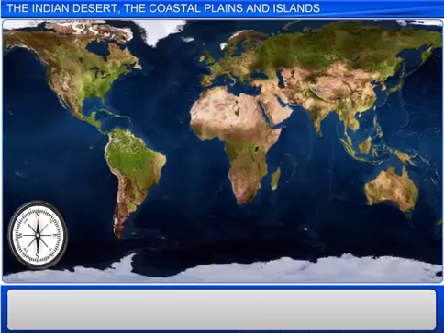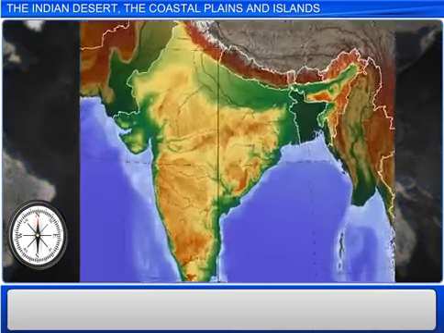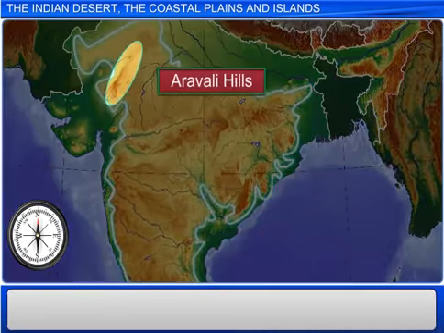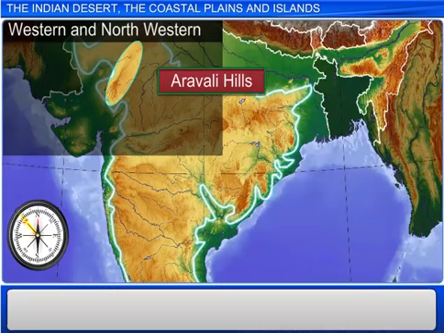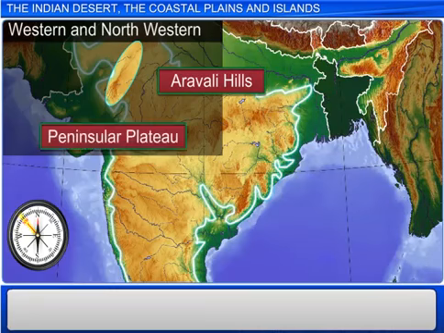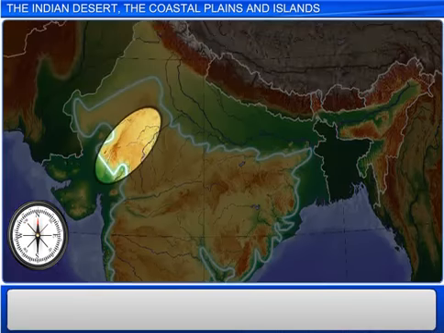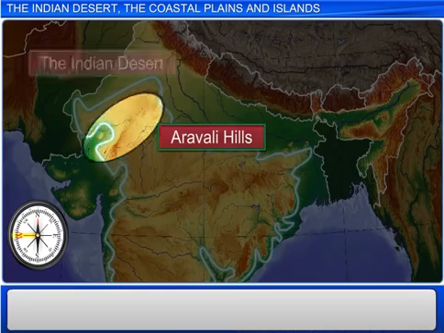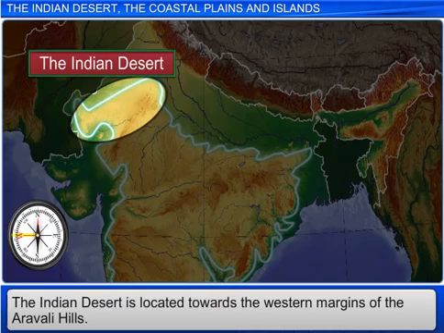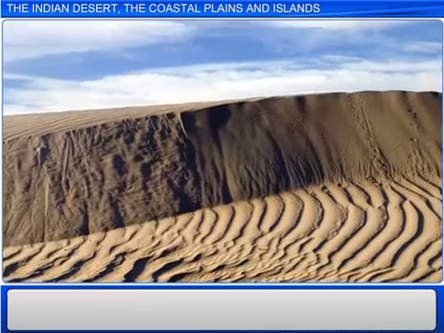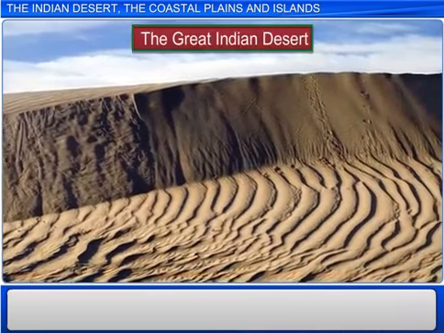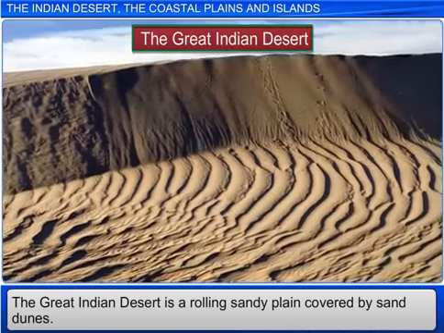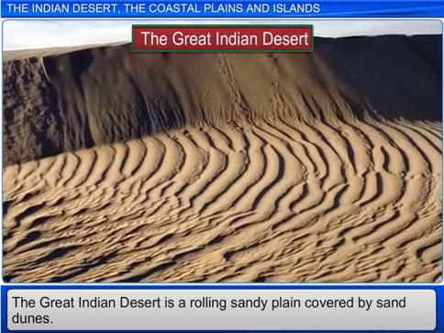As you may remember from the previous module, the Aravalli Hills lie on the western and northwestern margins of the Peninsular Plateau. If you move further towards the western margins of the Aravalli Hills, you come across the Indian Desert. Like other hot deserts, the Great Indian Desert is a rolling sandy plain covered by sand dunes.